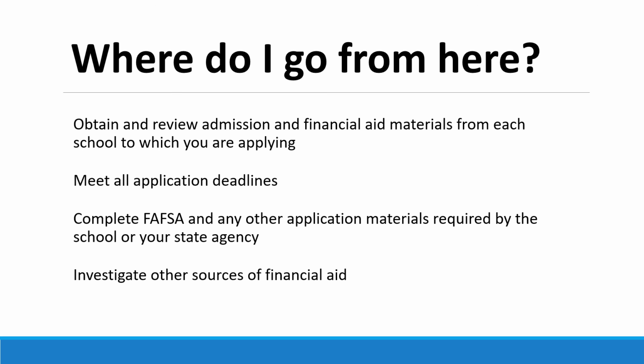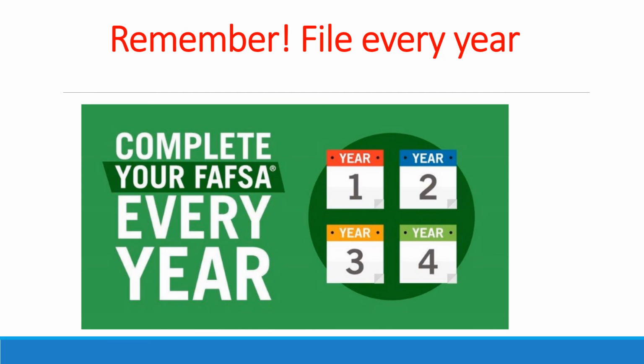So where do you go from here? Be sure you look at and review any admission and financial aid materials and deadlines, meet all application deadlines, complete the FAFSA and any other application materials, and investigate all other sources of financial aid. Remember, the FAFSA is not a one and done. You have to submit a new FAFSA every year.